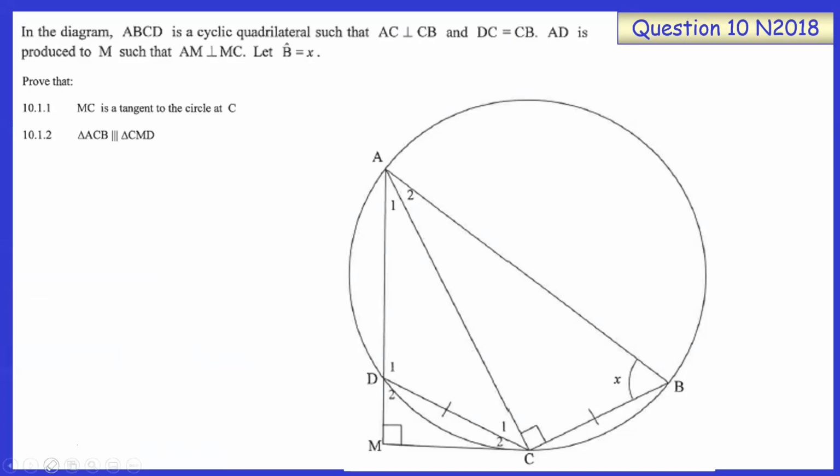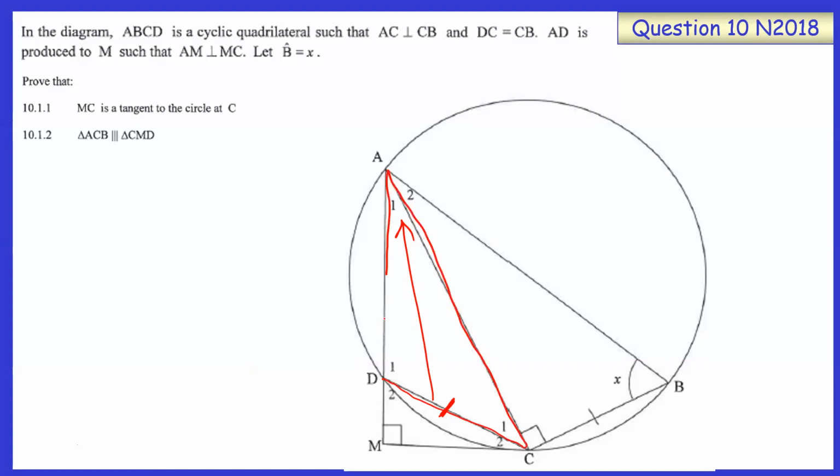So if we look at this diagram here, we just spoke about equal chords subtend equal angles. Which angles will be equal? A1 and A2. Well done. The angle opposite that chord is A1. It produces A1 from DC. Can you see that?